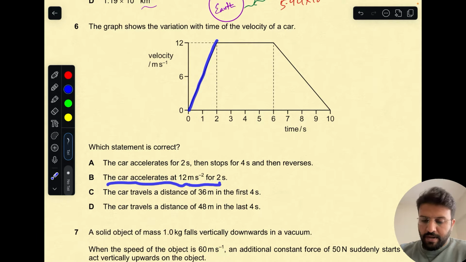So 50 is acting upward, 9.81 is acting downward, so it will be 50 minus 9.81, and mass is 1, so it gives you 40.19. We take this acceleration as negative because this is deceleration. So we have minus 40.19 meter per second square.